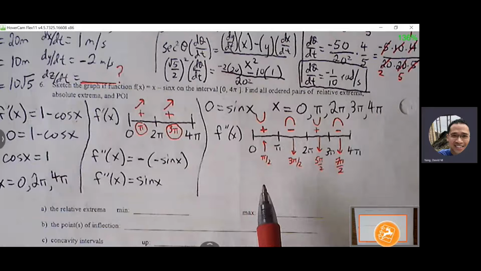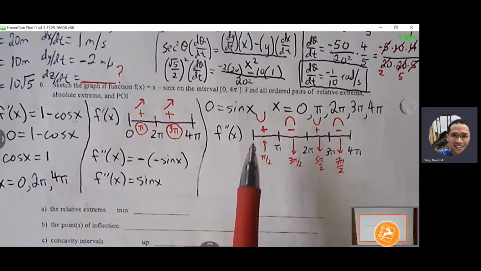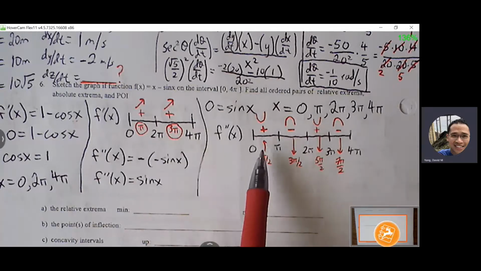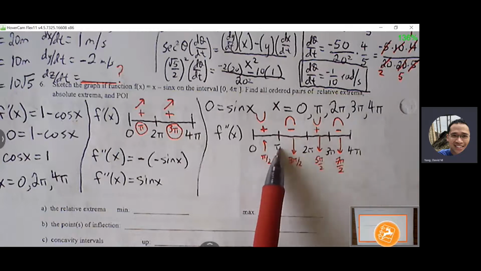Okay, what do we expect out of this? Do you see any points of inflection? Yeah. Right, so all these critical points end up being points of inflection. There's no relative max, relative min, but we do have 3 points of inflection.